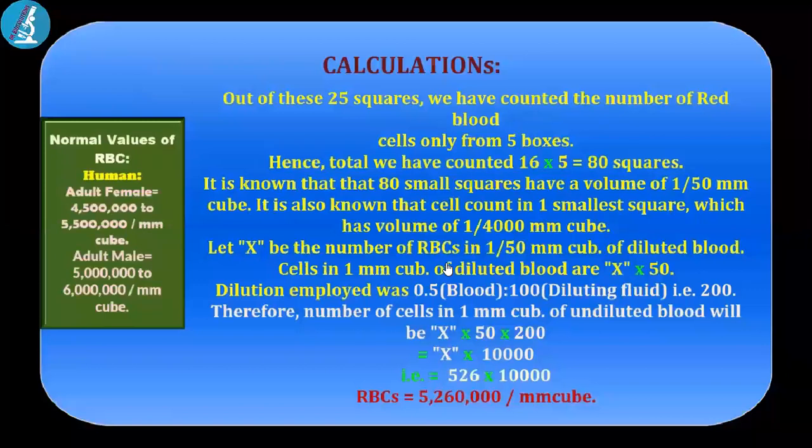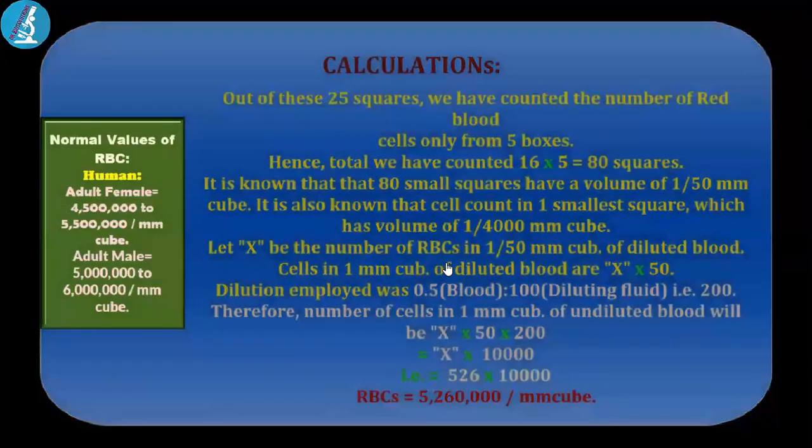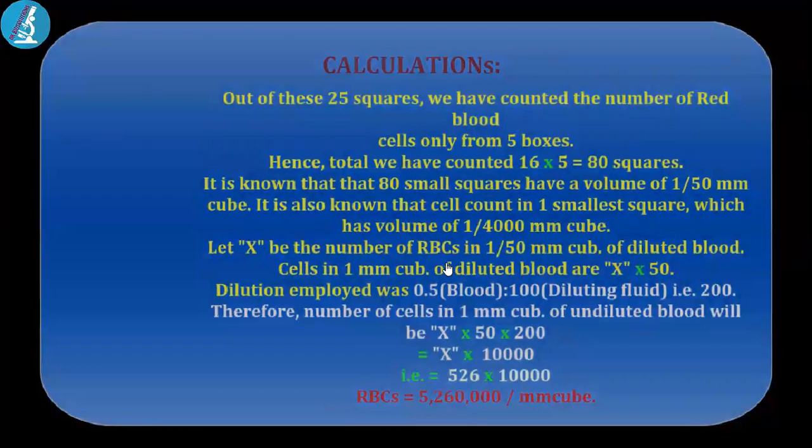So under normal circumstances, males have more red blood cells as compared to females. In adult females, it's less, 4.5 to 5.5 million. In males, it's more. It's about 5 to 6 million red blood cells per cubic millimeter of blood or per microliter of blood.